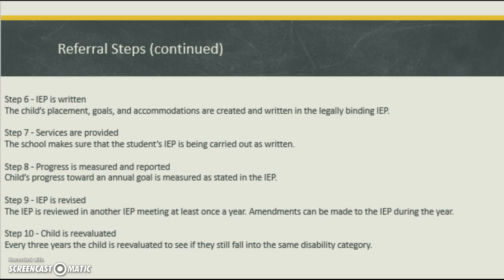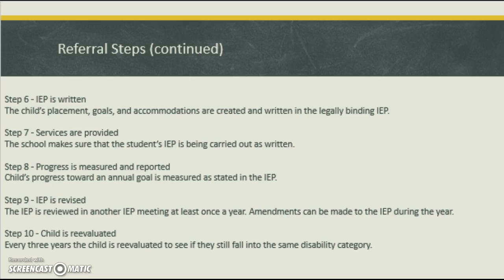Step 8. The child's progress is measured and reported to the parents. The child's progress towards the annual goals is measured as stated in the IEP. His or her parents are regularly informed of the child's progress and whether or not the progress is enough for the child to achieve the goal by the end of the year.